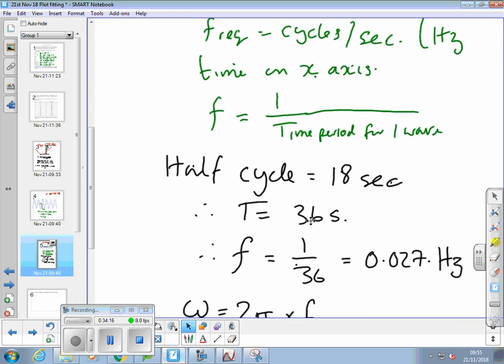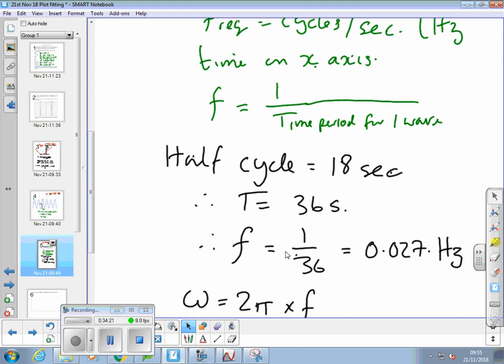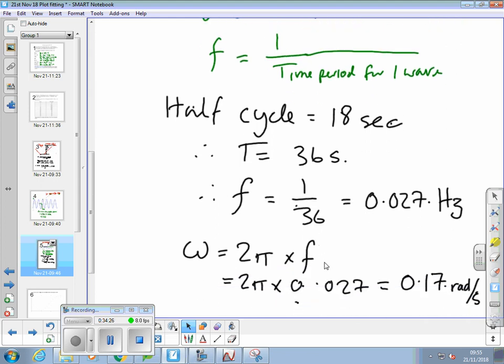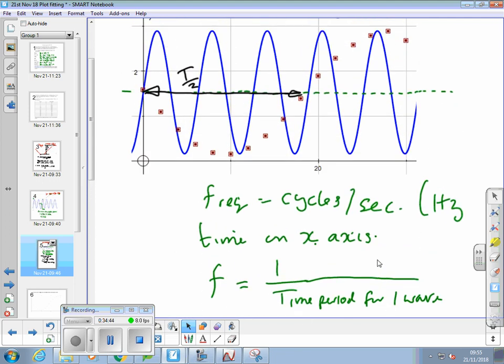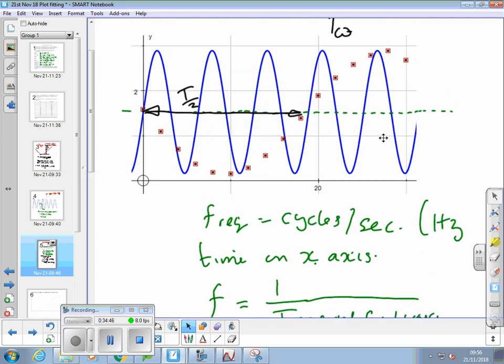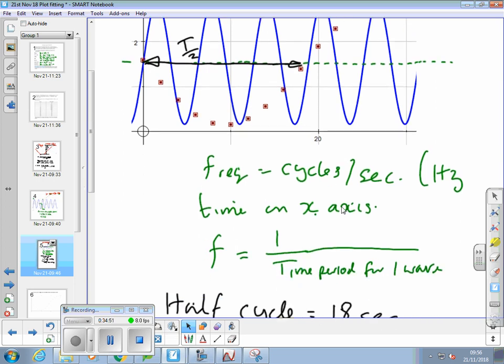So the whole cycle's 36, that's the time period, T. Find the frequency in hertz by 1 over T, and then multiplying by 2 pi gives you that frequency in radians per second. And this axis, although we're saying that's time, is also in radians to the software, because I've got the angle set to radians.